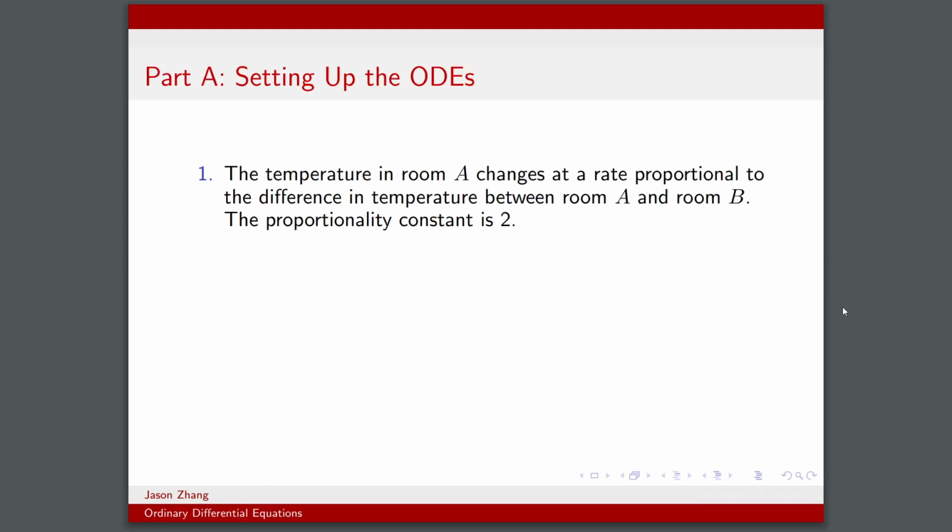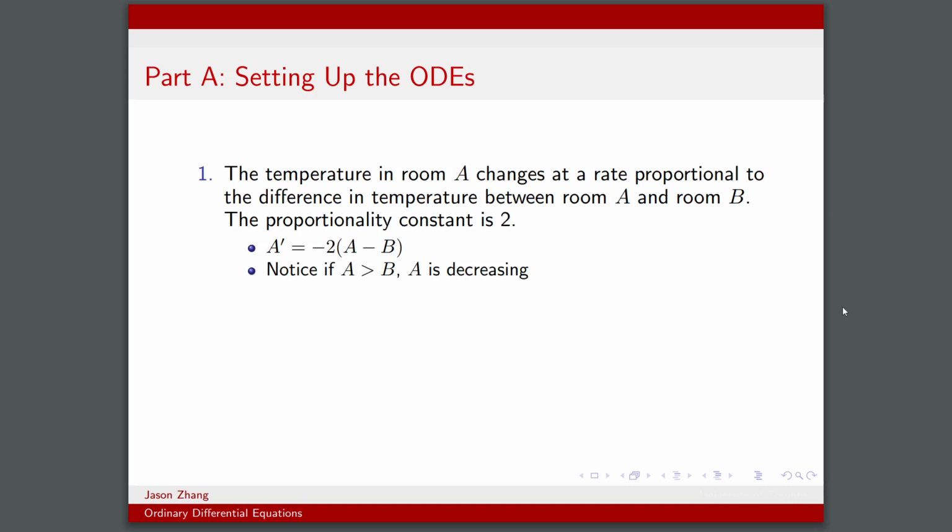So part A, we'll first set up the ODEs. So we are given this bit of information in the question, that the temperature in room A changes at a rate proportional to the difference in temperature between room A and room B with a proportionality constant of 2. So mathematically, we can denote this by saying A' = -2(A - B).